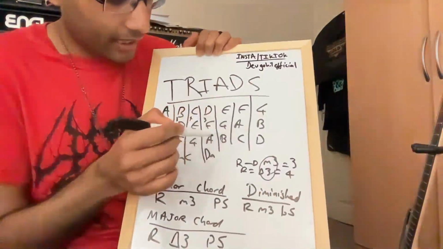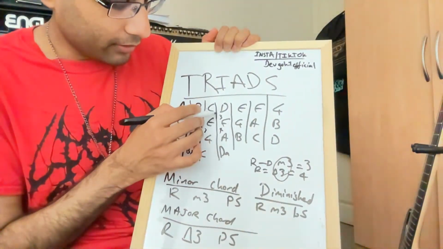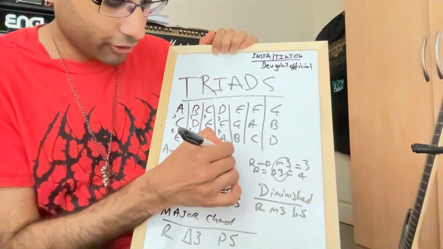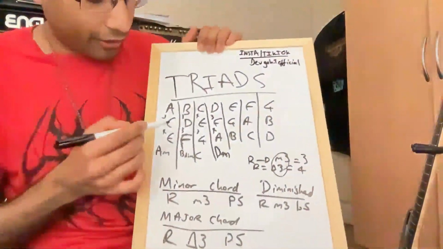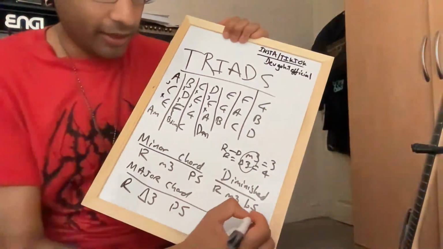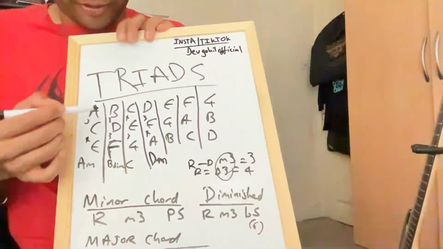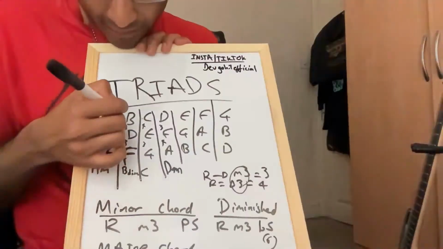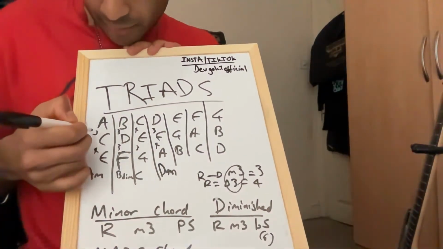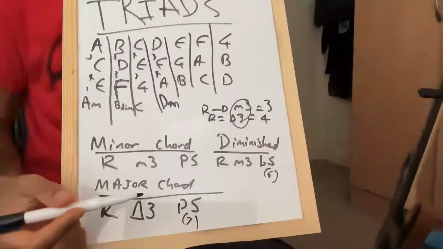So F to A is how many frets? 4. 3 plus 4 frets is 7, and that's how you get your perfect fifth. So that's just a regular D minor chord. The reason I have the numbers here is because the perfect fifth is 7 frets up and a flat fifth is 6 frets up. So if we go back to the diminished chord, B to F is 3 plus 3, 6 frets. That's why it's a flat fifth. And here, from A to E, 3 plus 4 is 7 frets, and that's how you get to the perfect fifth.